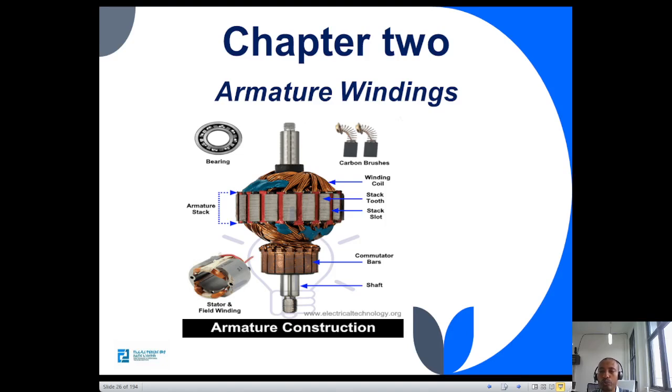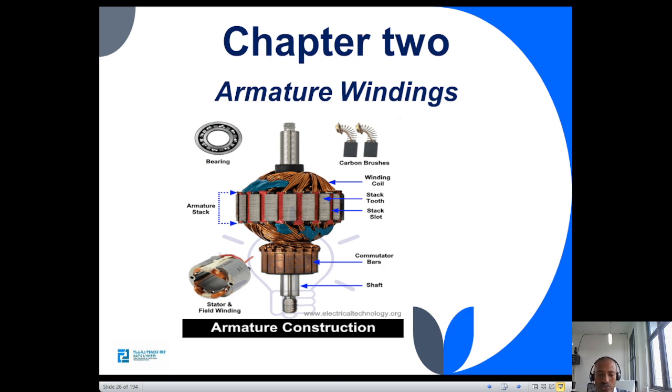Today we are going to continue our discussion on chapter 2, armature windings. In our previous chapter we have seen the construction parts of the DC machines. At the same time we have seen each and every component in the laboratory. So we'll extend today to specific armature winding.